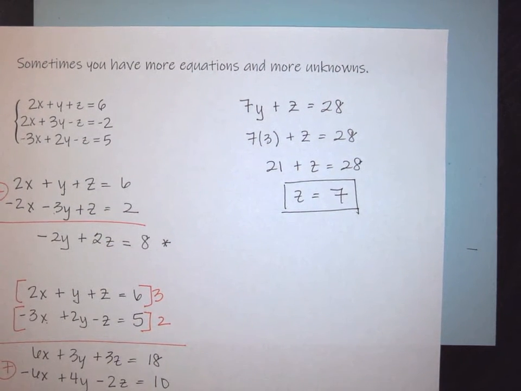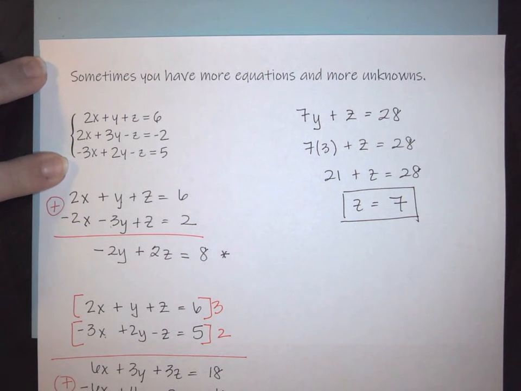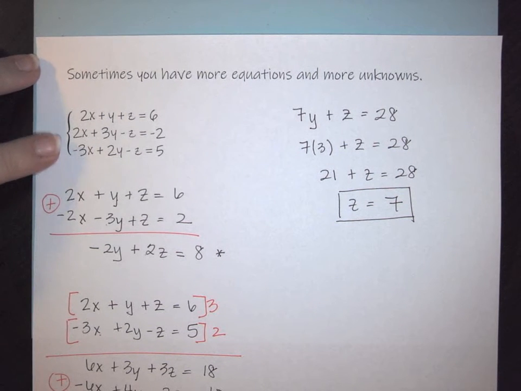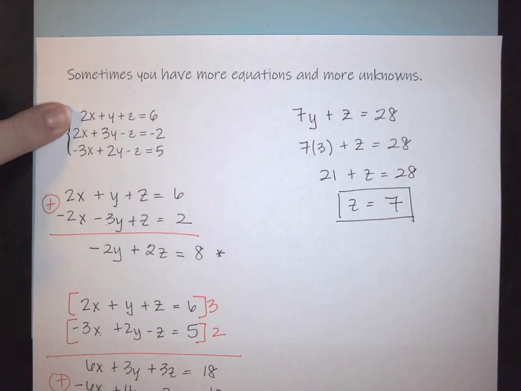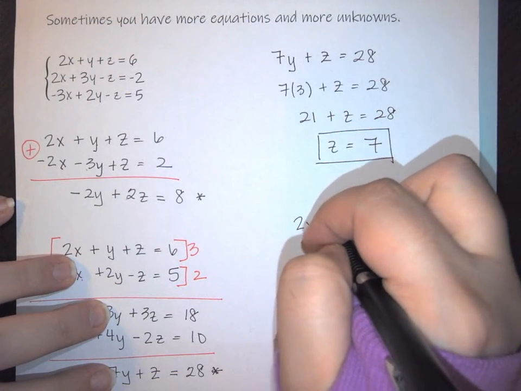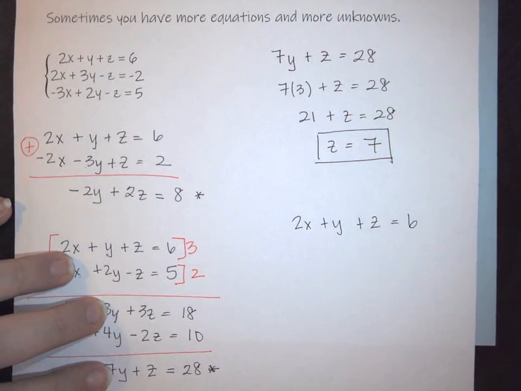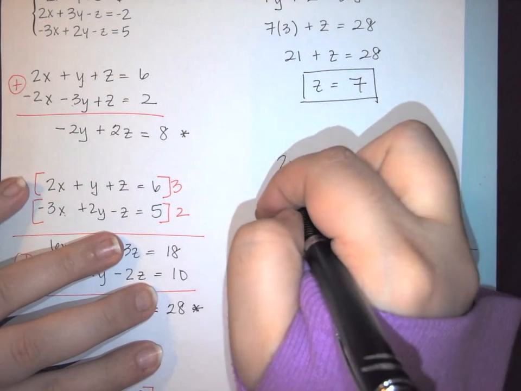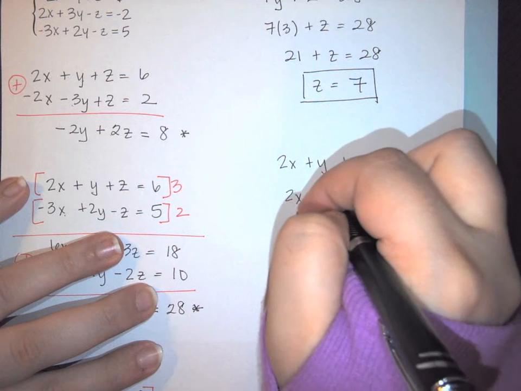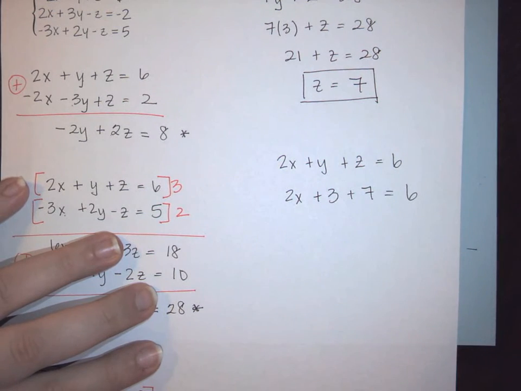I now have two results, so I can take my two answers and I can come back over here to one of my equations out of my three variable system, choose whichever one you like the best. I'm going to go ahead and work with the top one. So we have 2x plus y plus z is equal to 6. Input what I know. 2x plus 3 plus 7 equals 6.